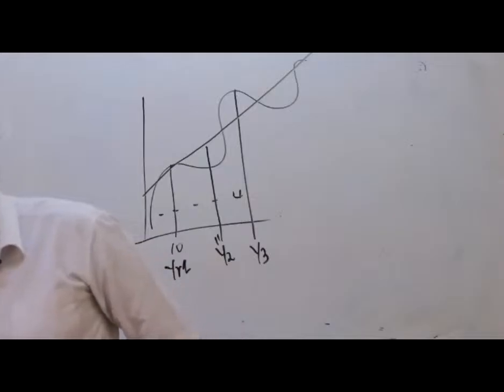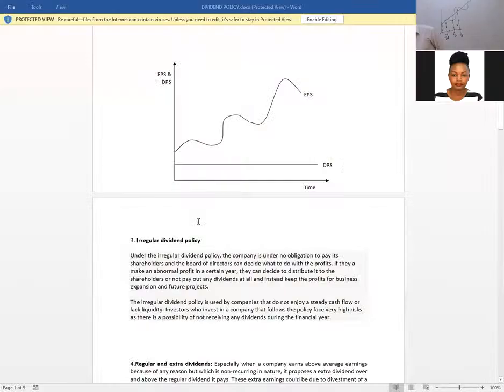So we continue here. Irregular dividend policy. Under the irregular dividend policy, the company is under no obligation now to pay its shareholders. And the board of directors can decide what to do with the profits. Irregular. So this year we can pay 10. Next year we pay 20. Another year we pay 0, etc. We are not under anybody's obligation to pay dividends.